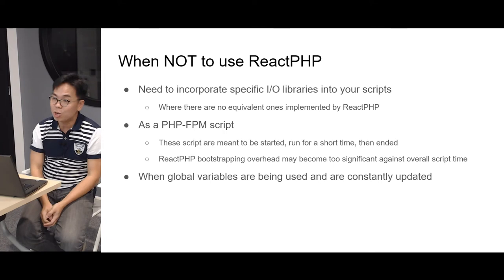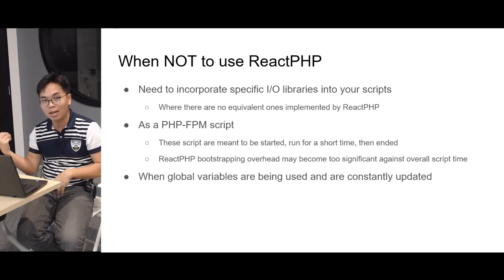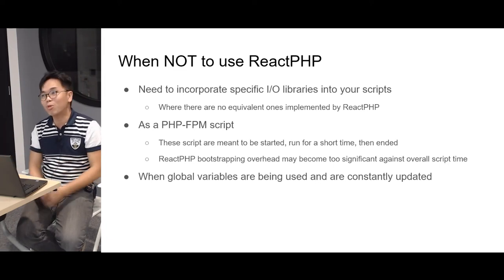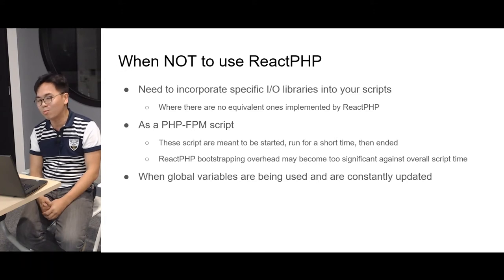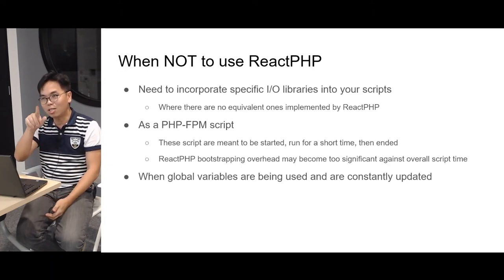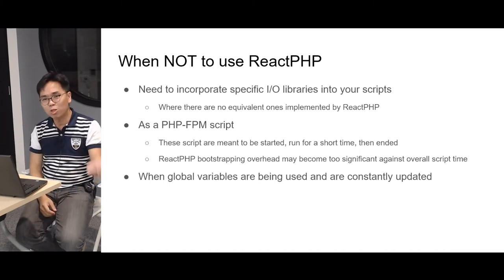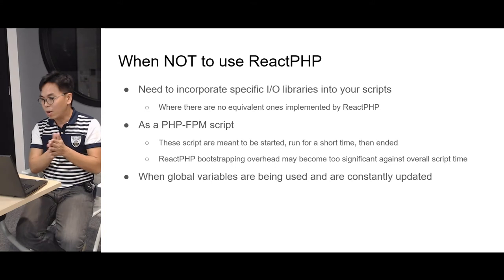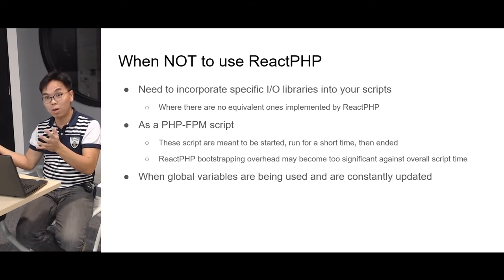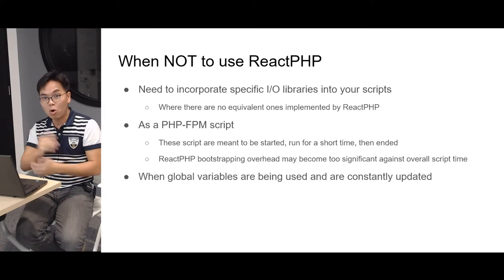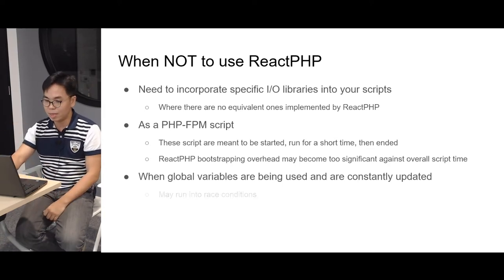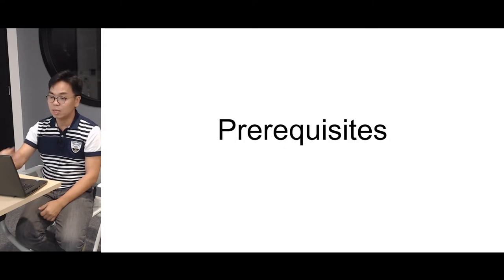I've thought about using ReactPHP to run WordPress in the backend. I can't do that. Why? Because WordPress uses many global variables, like $wpdb. How many of you develop in WordPress? None of you, right? There are many global variables that they use. So if I use ReactPHP as a web server to fire off WordPress requests, I'll run into all kinds of race conditions. So do not use ReactPHP in those instances.